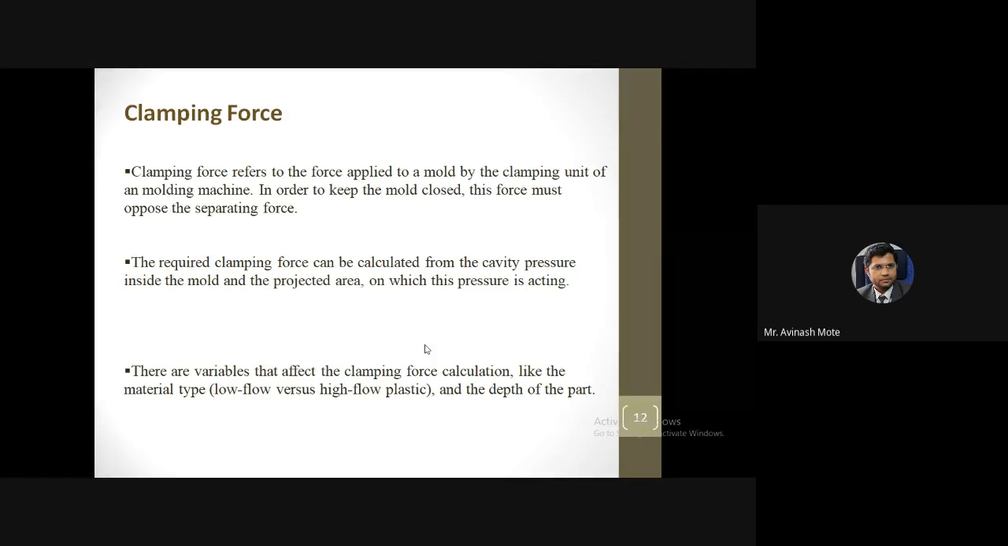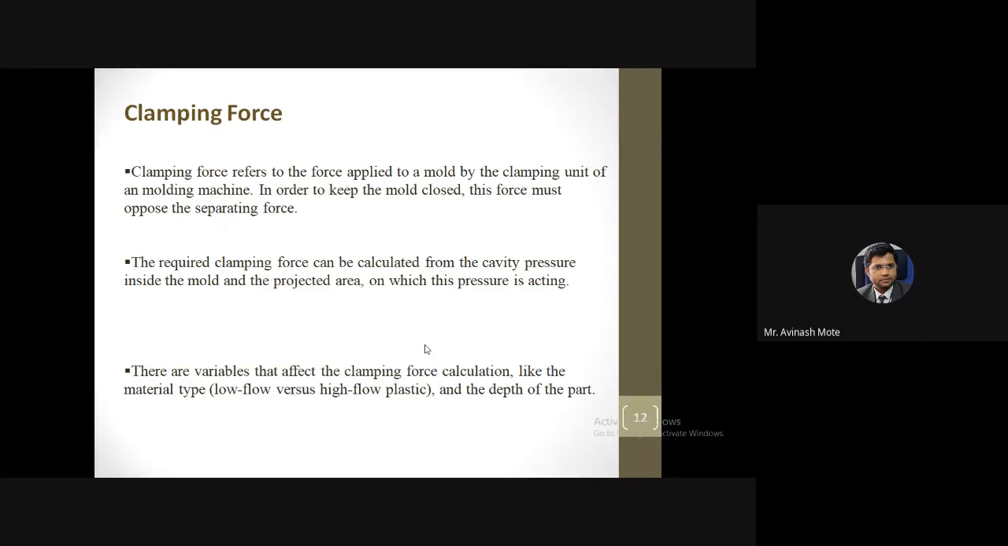So to overcome these forces, we are going to force this mold from the top by using the plunger, the ram, the hydraulic setup. That's what the clamping force is. Once this force is applied and the mold cavities are closed, the clamps are locked by using the nut and bolt arrangement.